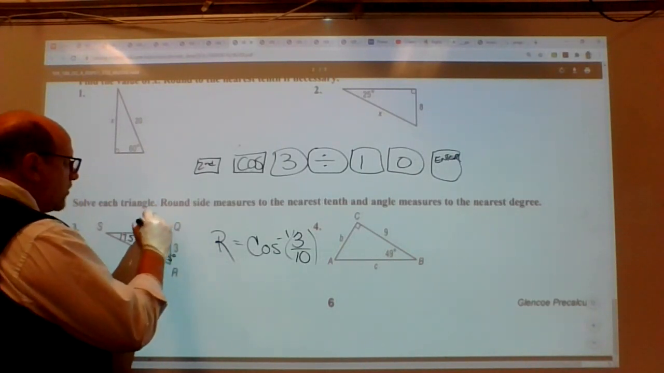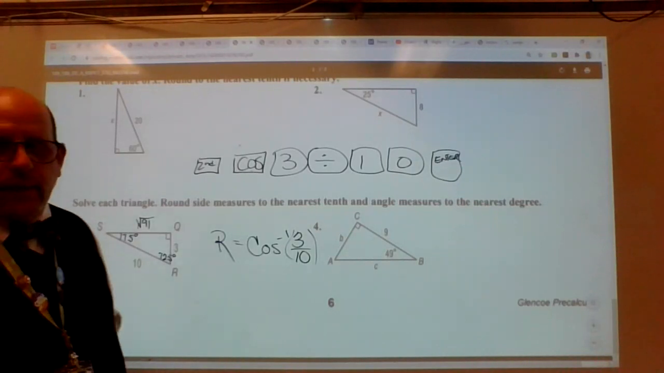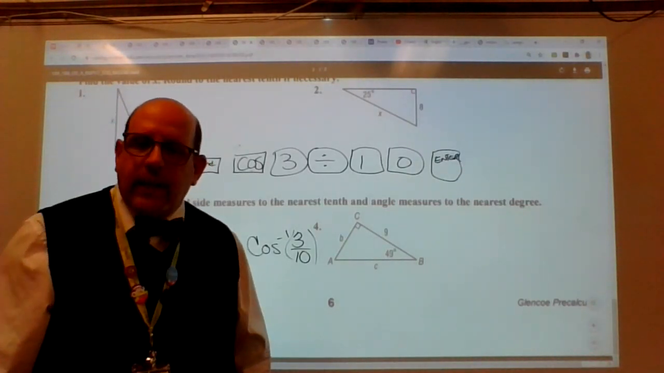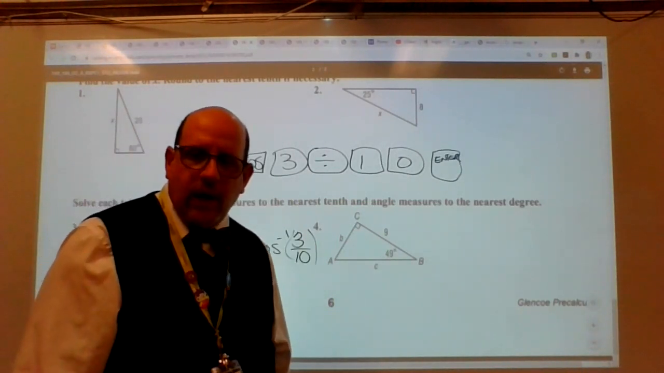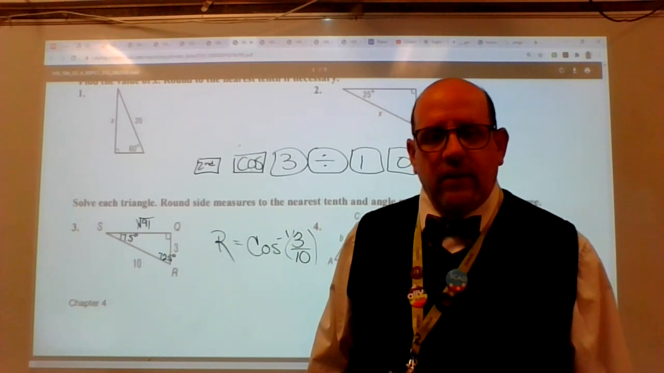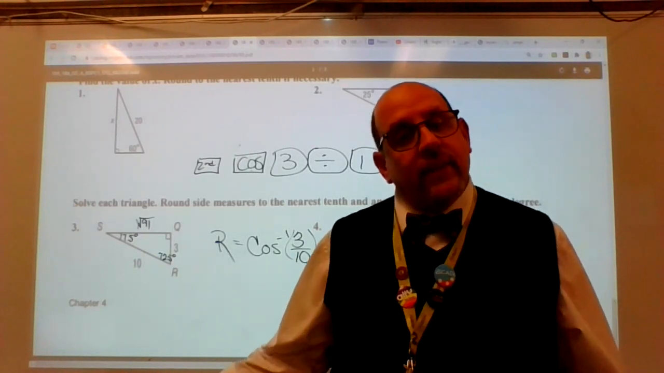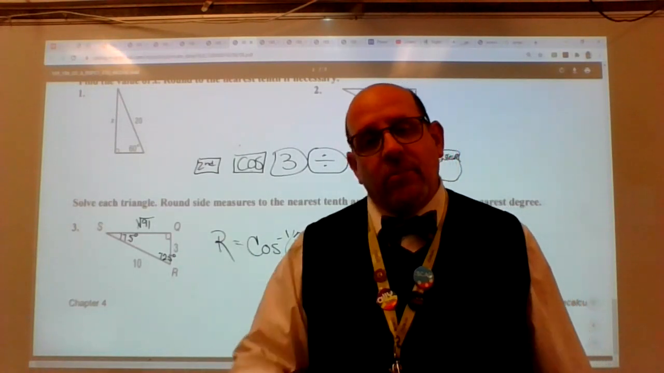And it turns out to be the square root of 91. Really? That's what these textbook creators want you to find. The square root of 91. Silly. Anyway, that's how you do it. Congratulations. Now you can complete your homework.